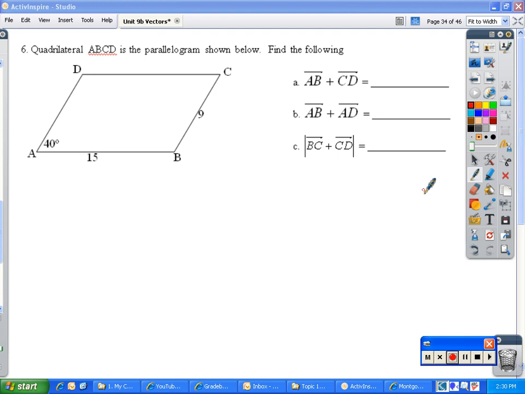All right, last but not least, we're going to move on to the vector stuff. So on number 6, we're looking at quadrilateral ABCD, and we're told it's a parallelogram, which is something that we use with vectors quite a lot. And we want to find the following.